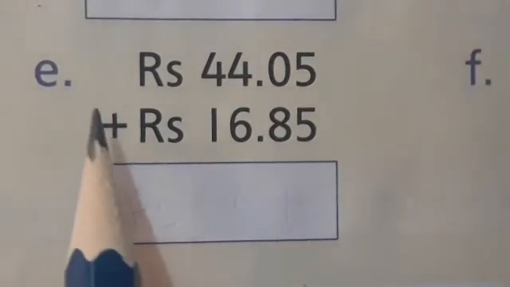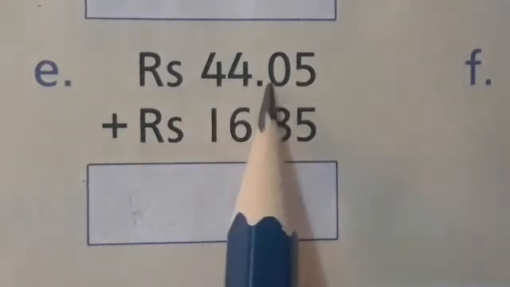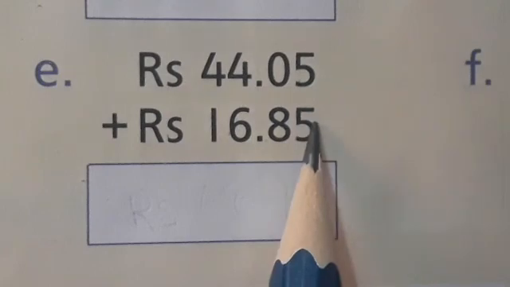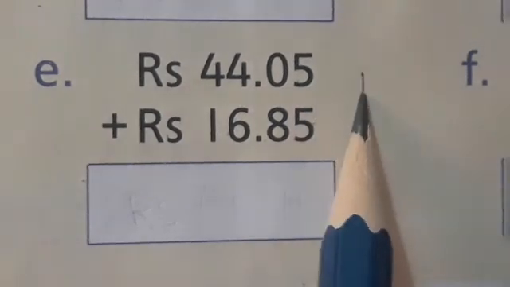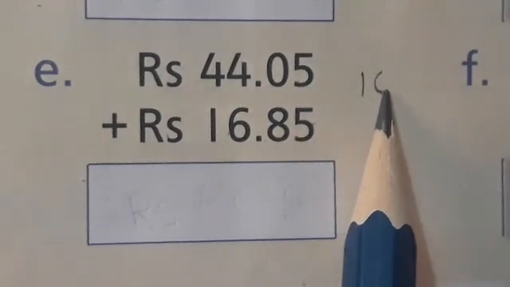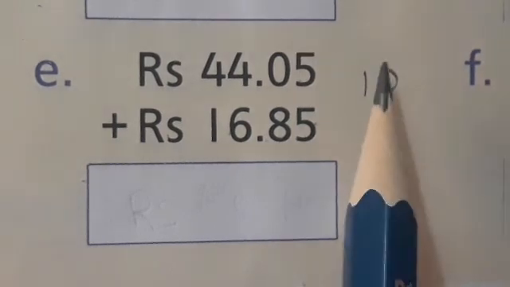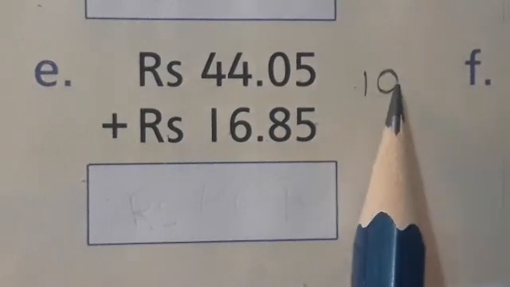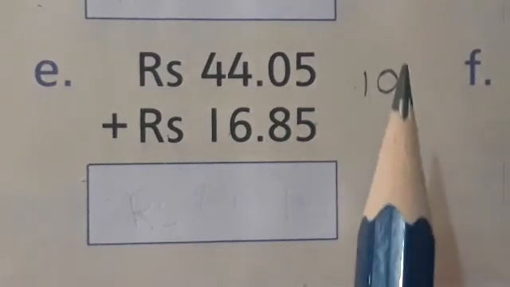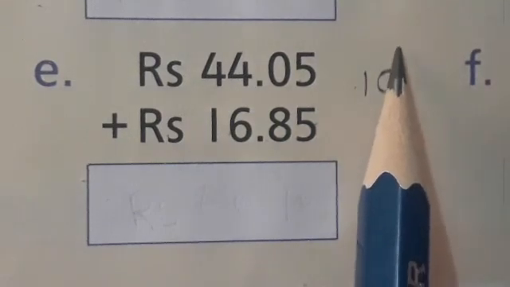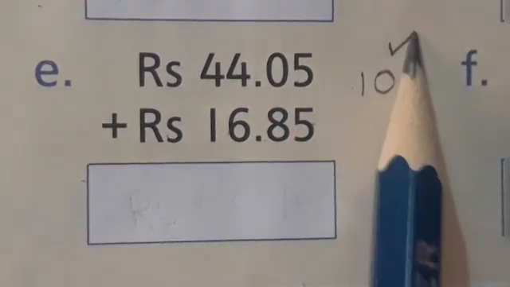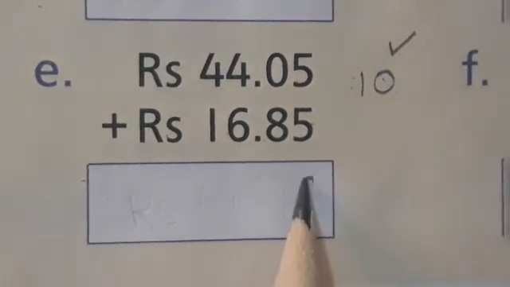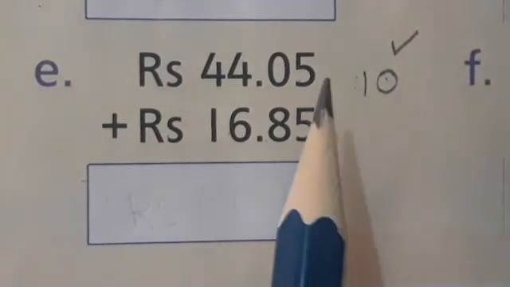Okay, the next is part E, rupees 44.5 and rupees 16.85. So 5 and 5 is equals 10. Students, again we will write 10 in our working column, and we will choose the right digit. Which one is the right digit? This one or this one? Just look at your hand. You are writing with your right hand, so this side is your right side and this side is your left side. So 0, we will pick a 0 and we will move 1 here.